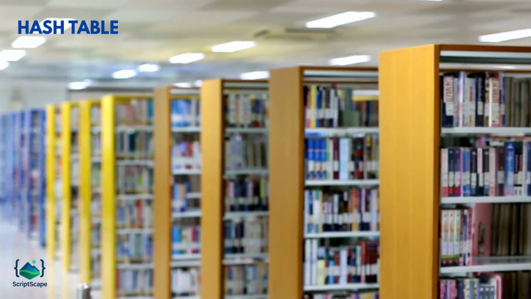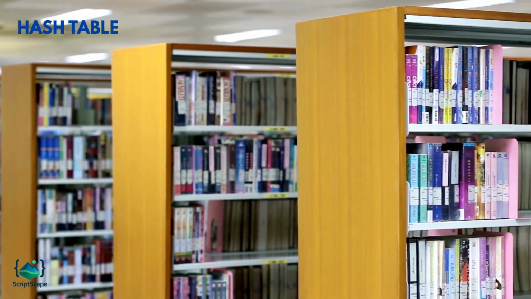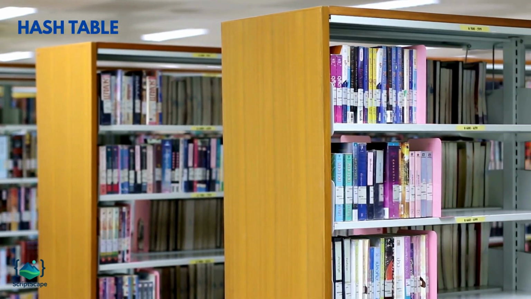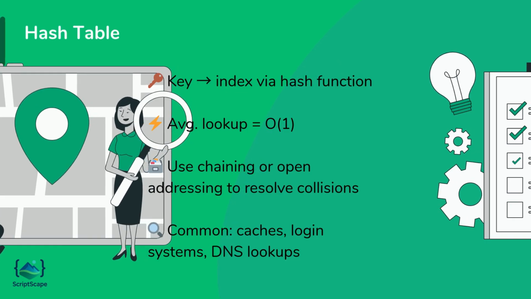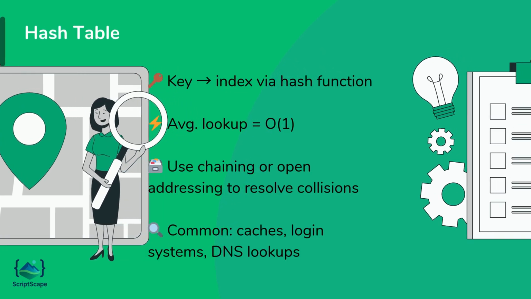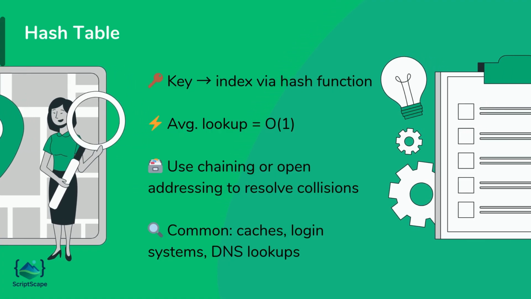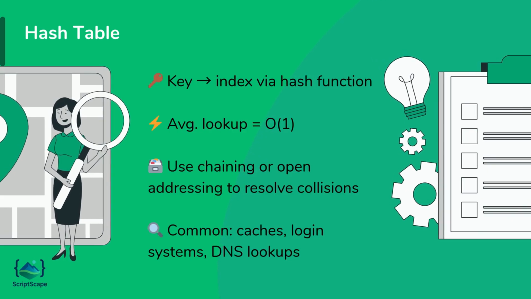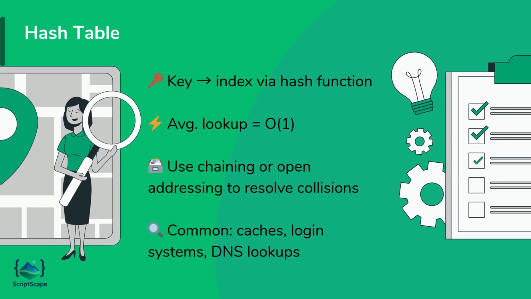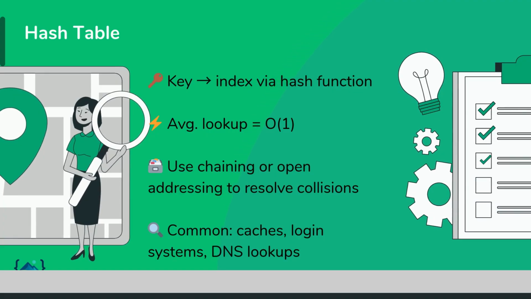Hash table. Think of a library's index card catalog that jumps you straight to the shelf location of any book. A hash table turns a key, like username, into an address in an instant. Average lookup is near constant time, even in millions of records. Your phone contacts, database caches, and most login systems lean on hashing to feel instantaneous.